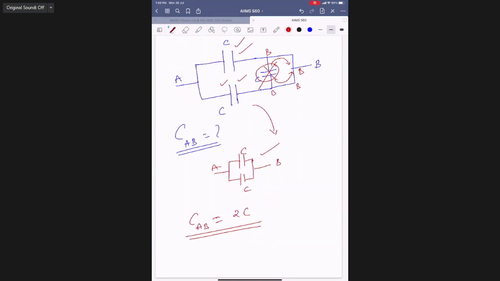Right. So tomorrow we'll see some problems. After doing all the problems, infinite ladder of capacitors, and so many combinations, we'll go for the next topic, energy.